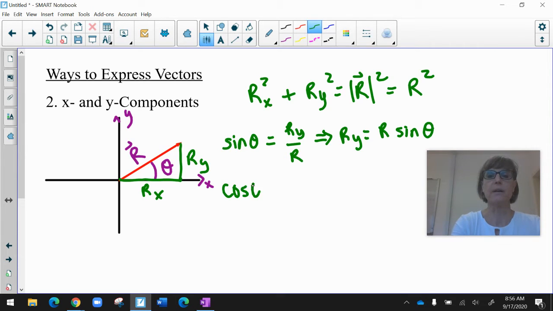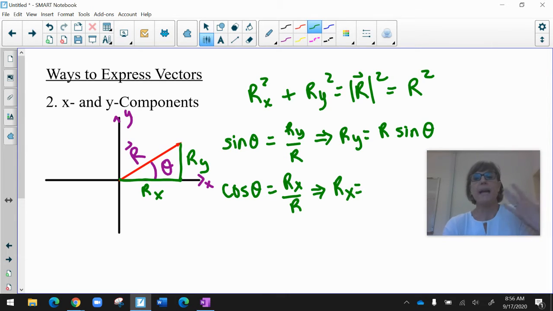I can also talk about cosine theta. And what's cosine theta? Well, cosine theta is going to be adjacent over hypotenuse. So that's going to give me rx over r. And again, maybe what I'm interested in is trying to find rx. And perhaps I was given the first way to express vectors, which is the length of the vector or the magnitude and an angle. So again, I can express the x component as r cosine theta.